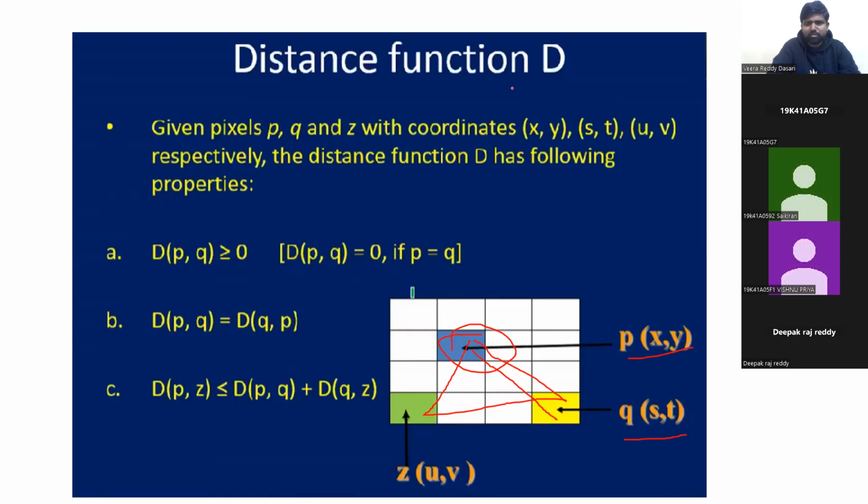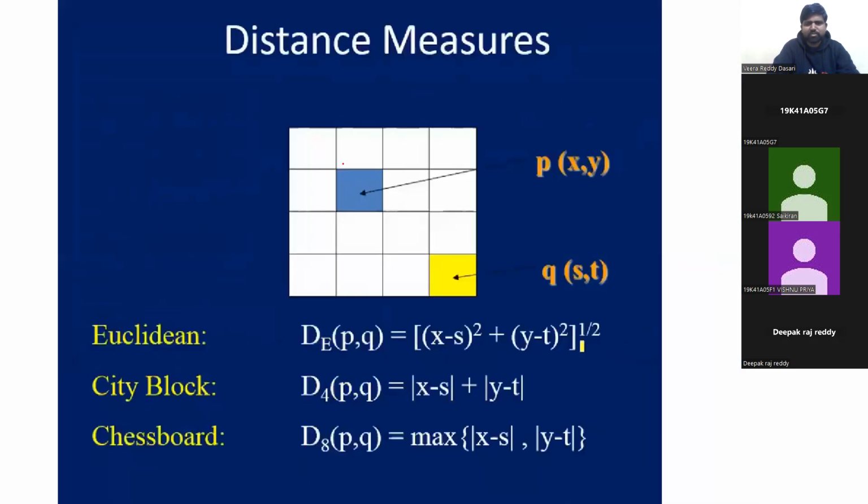And next, I discussed three types of measures, which I'm just revising once again. Euclidean distance measure, this is very important for the exam, the city block distance measure, and the chessboard distance measure. As you can see, for the Euclidean distance measure, the formula is this: dE of P comma Q is equal to the square root of (x minus s) whole square plus (y minus t) whole square. And the city block distance, as you can see, d4 of P comma Q is equal to mod of x minus s plus mod of y minus t.